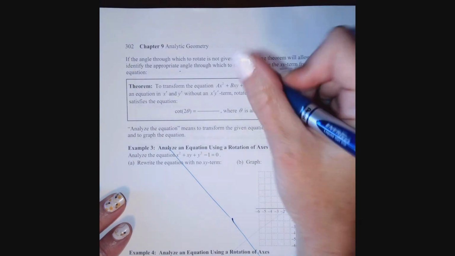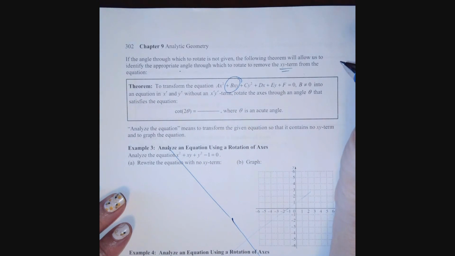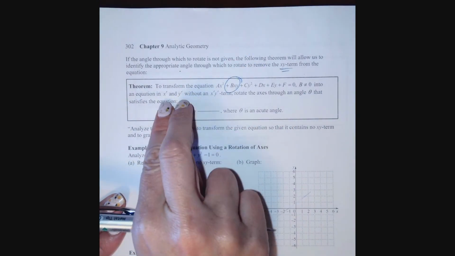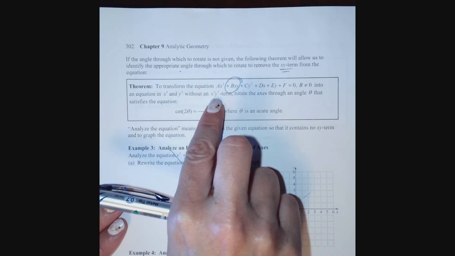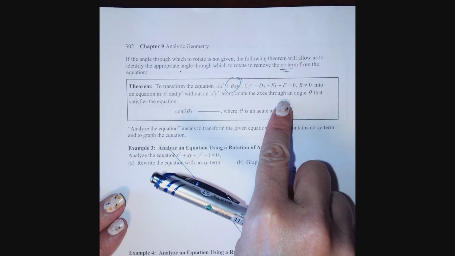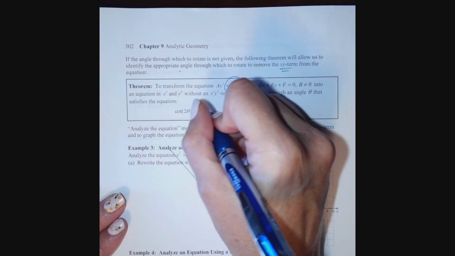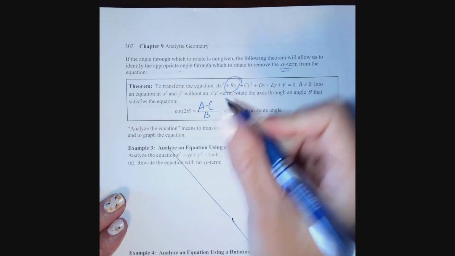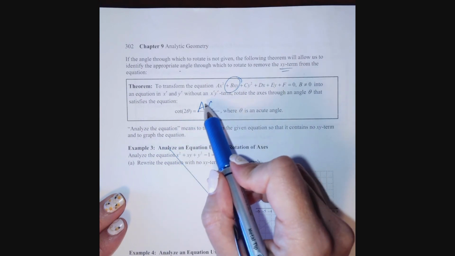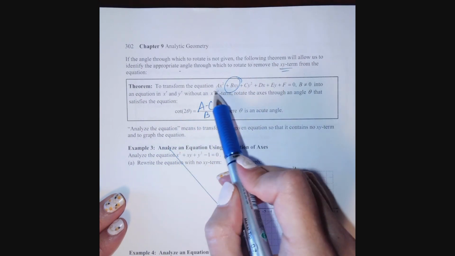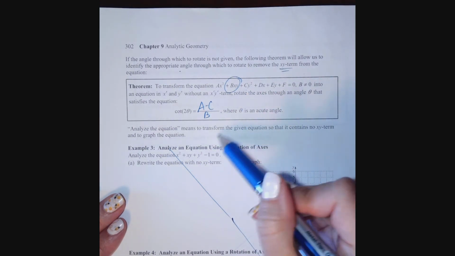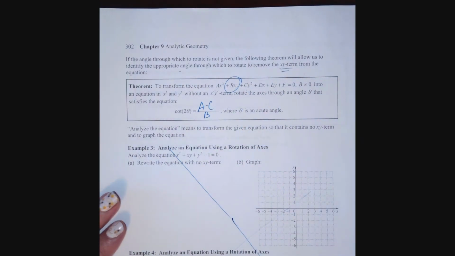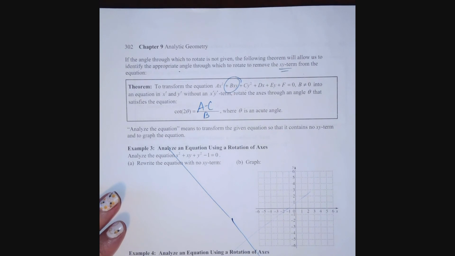So if you have this equation with this bxy term and you want to transform it into an equation in terms of x prime y prime without that x prime y prime term, you rotate the axes through an angle theta that satisfies cotangent of 2 theta is equal to (a minus c) over b, where you're using a, b, and c as your coefficients to plug in here, as long as theta is an acute angle of rotation.